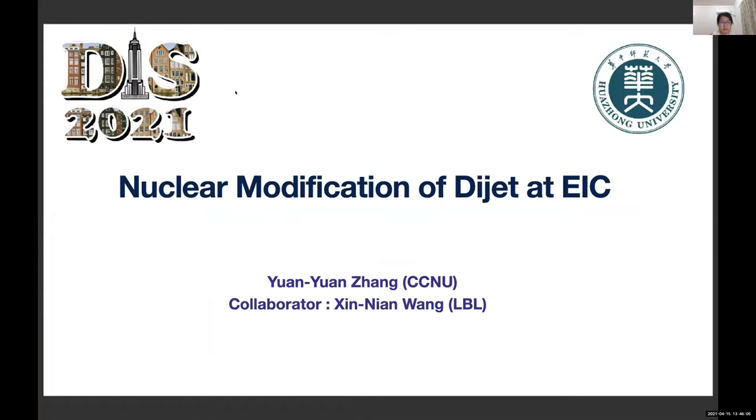Okay. Good morning and good night, everyone. Thanks for the opportunity for me to give a talk at DIS 2021 meeting. Today, my topic is about nuclear modification of Dijet at electron-ion collider. I'm Yuan-Yuan Zhang from Central China Normal University. My collaborator is Xinyan Wang from Berkeley Lab.